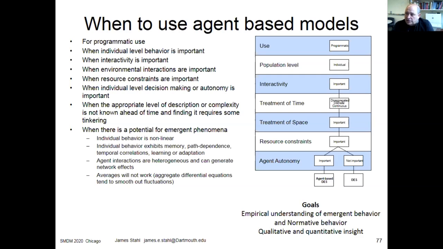When you want to embed decision making at the individual level to see how that influences things. And when there's potential for emergent phenomena that you think are interesting. When individual behavior is nonlinear, that's a marker that there will be some emergent phenomena. And when people's history influences their behavior, that's another likely case for emergent phenomena. And when interactions can be variable, again, that's another flag that agent-based modeling may be useful.